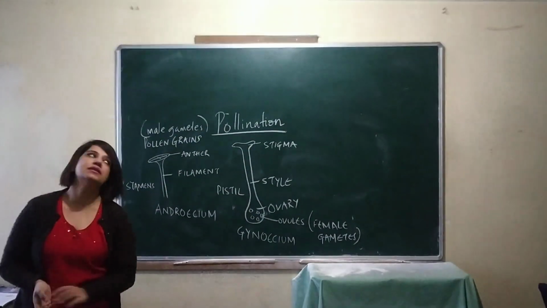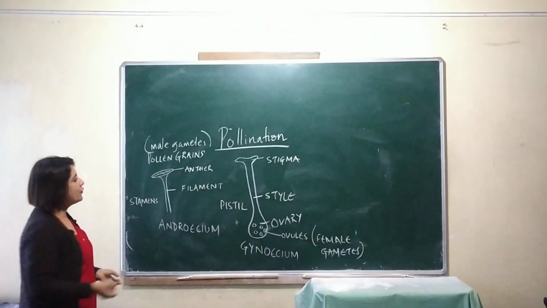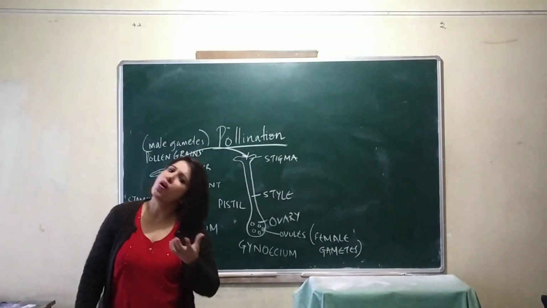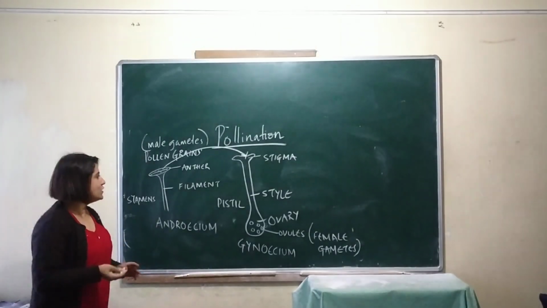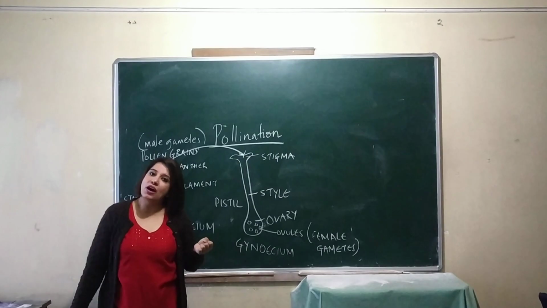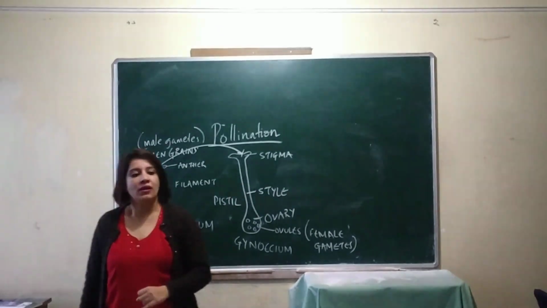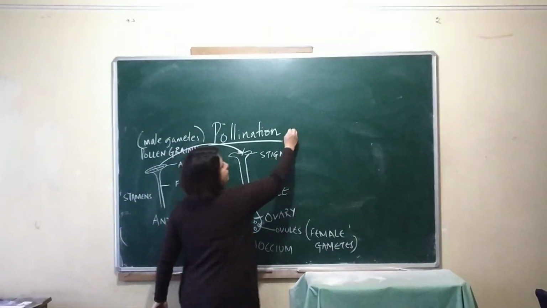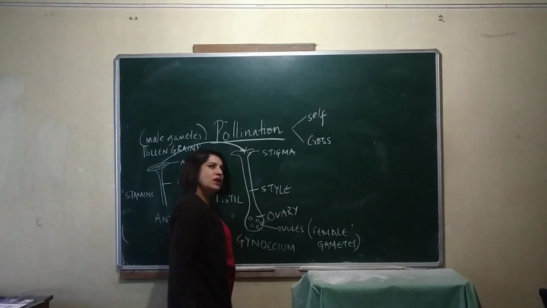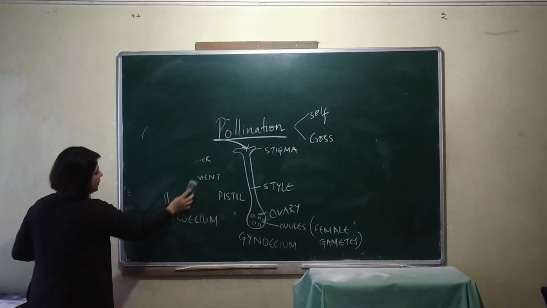Now, what happens after this? Once the pollen grains are matured, they are transferred from the anther to the stigma of the same flower or another flower. So, transfer of pollen grains from the anther to the stigma of the same flower or another flower is known as pollination. Now, we have two types of pollination: self-pollination and cross-pollination. So let's talk about self-pollination and cross-pollination.